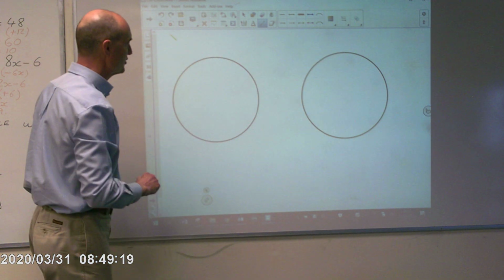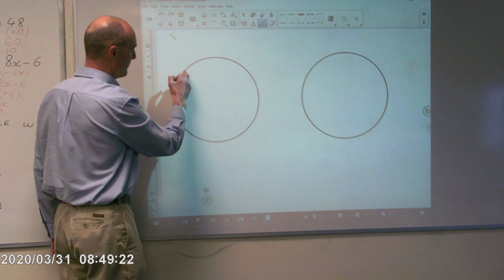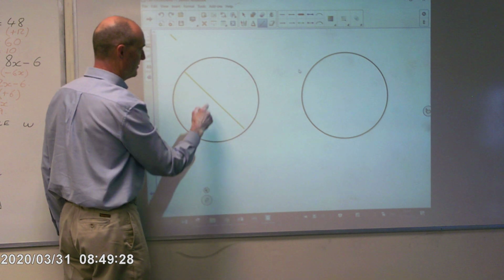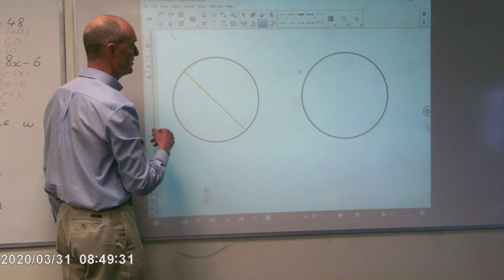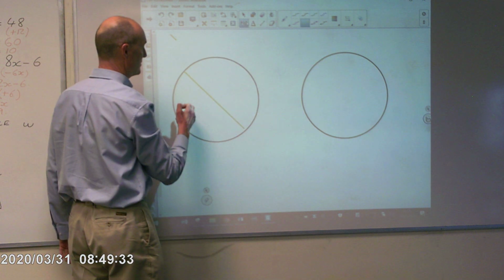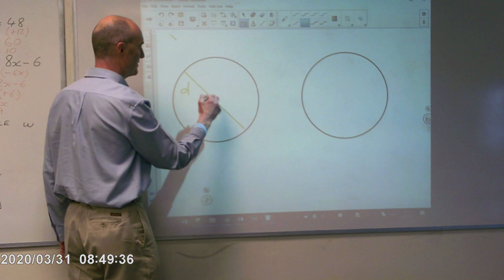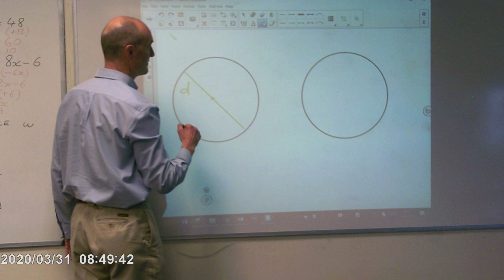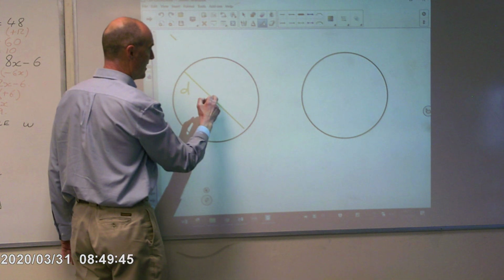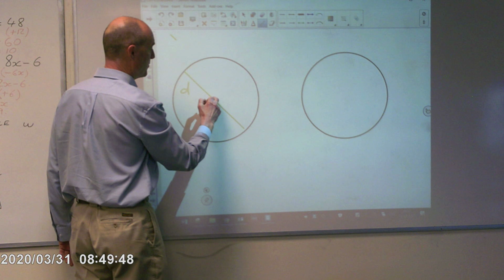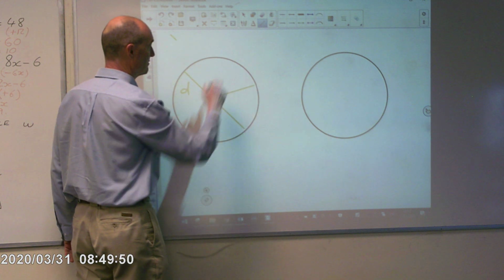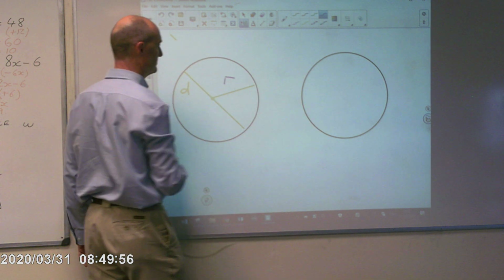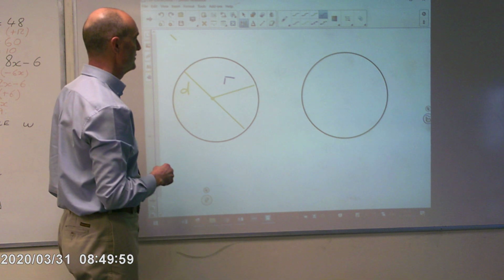So, first off, a line running from one side of a circle to another through the centre point is the diameter. So that would be the diameter. Side to side, going through the centre point is the diameter. A line going from the centre point out to any point on the circumference would be a radius. From the centre point out to any point on the circumference is the radius.